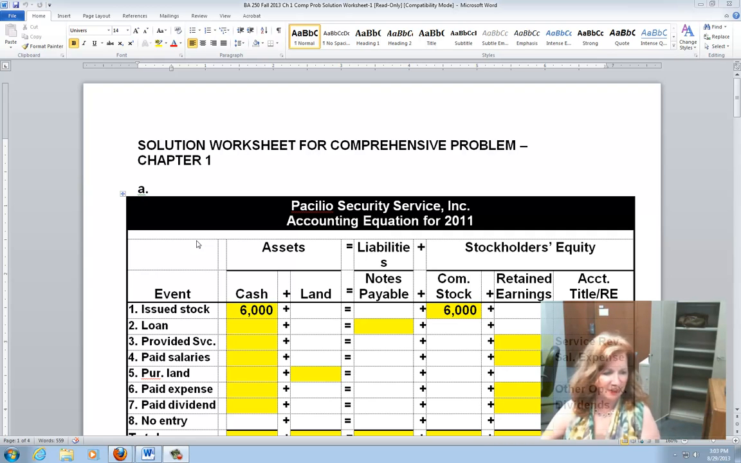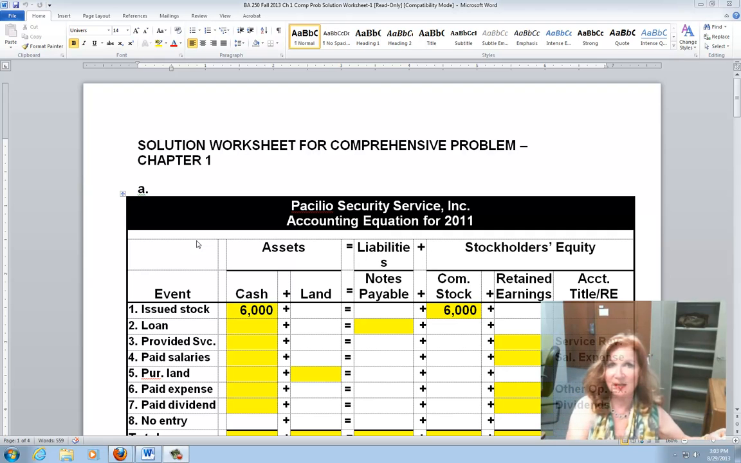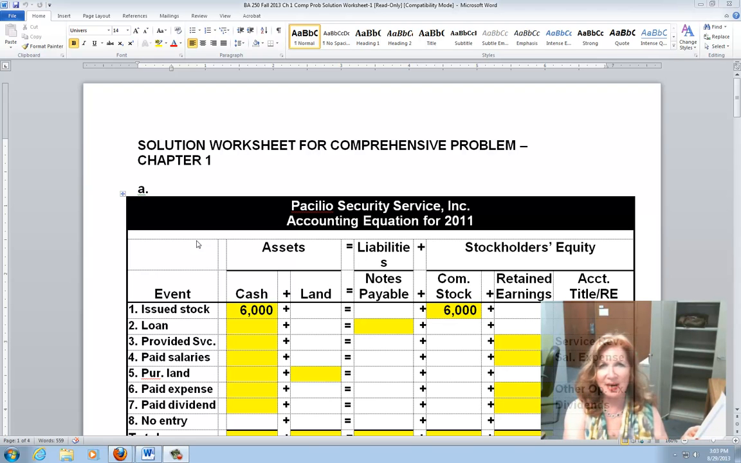So on this comprehensive problem, I'm going to read it to you again. The following information is available from Basilico Security Services, Inc. for 2011, its first year of operations. Basilico provides security services for local sporting events. So we've all seen the security staff around sporting events. The following summary transactions occurred. So they have 8 transactions that occurred in 2011.